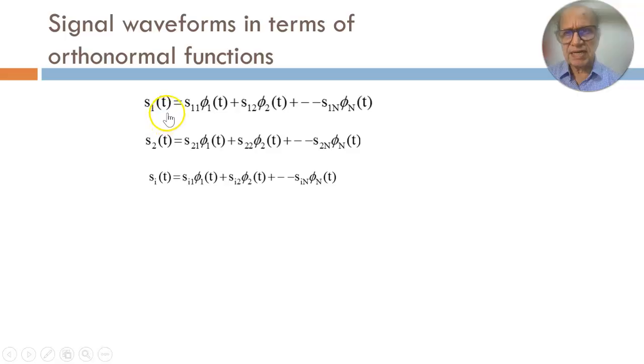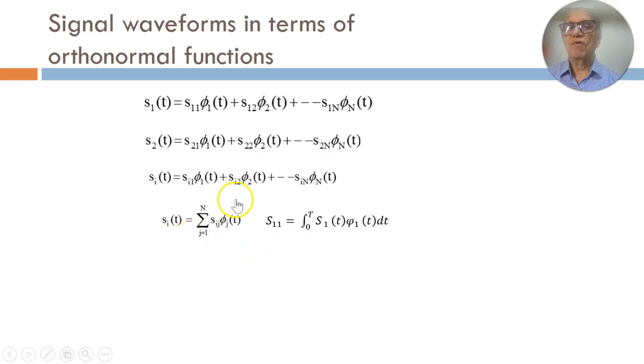So this particular equation will be useful at the transmitter where S1(t) is to be generated. It will generate S1(t), S2(t), etc. by utilizing these coefficients Sij, and by utilizing the orthonormal functions. We'll see a block diagram soon. But these equations are useful at the transmitter in order to generate the signaling waveforms. These equations can be written in a compact form: Si(t) will be equal to the sum over j equal to 1 to N of Sij Phij(t).